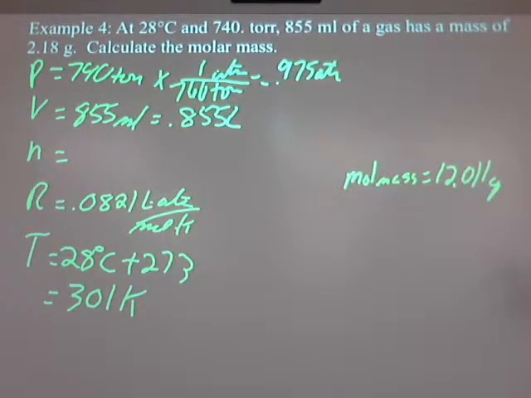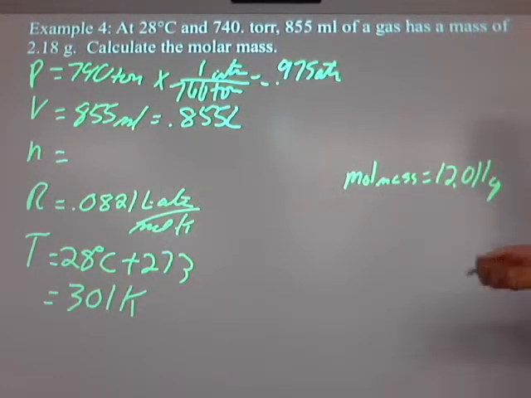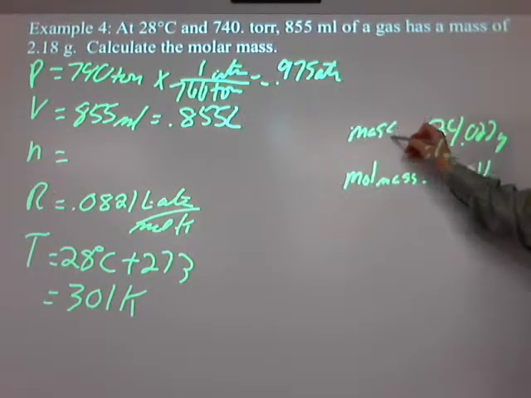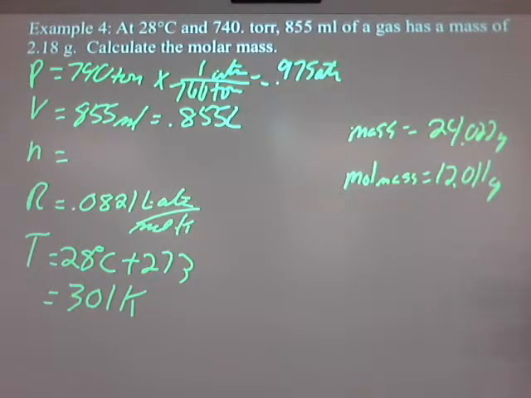Now, if I have 12.011 grams of carbon, how many moles do I have? 1. If I have 24.022 grams of carbon, how many moles do I have? 2. So if I know the mass and I know the molar mass, I know how many moles I have. What do I do with those two numbers? If I know I have 24 grams, and I know the molar mass is 12, how many moles do I have? 2. You all agree it's 2. What did I do with those two numbers?